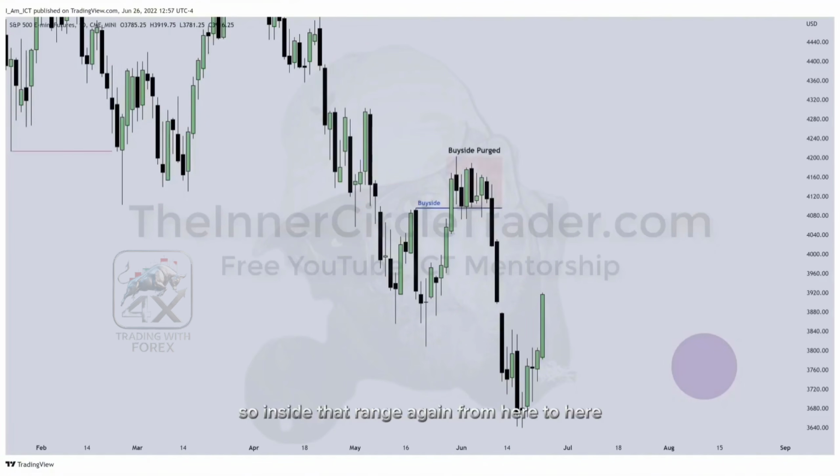So inside that range, again from here to here, we have a buy side liquidity pool right there. It trades up and purges buy side. Why is that likely to occur? Because we're bearish. We're going into a seasonal tendency where the market's likely to trade lower. So anytime it runs back above buy side liquidity, it's likely to sell off. Once it accumulates those buy orders, it's going to target what? The sell side below that low here. And it does so here. So sell side is now purged.